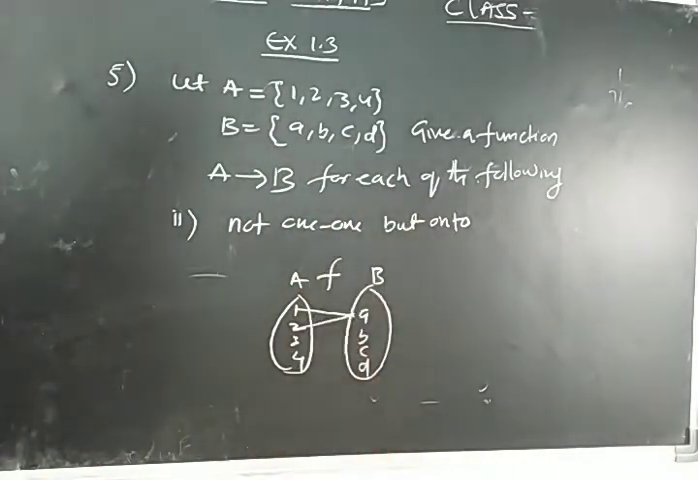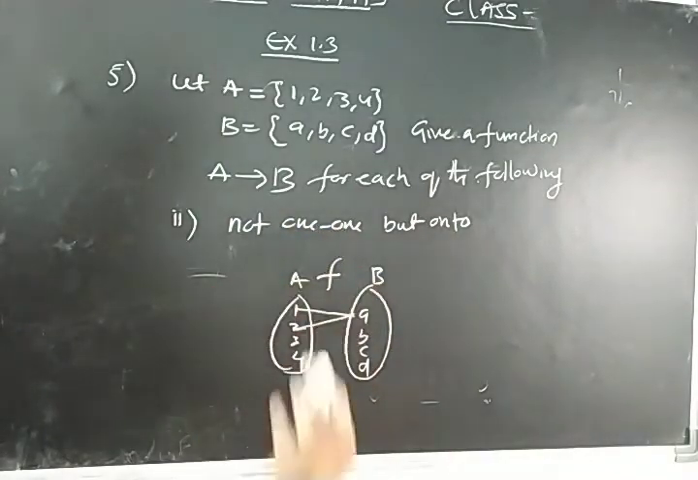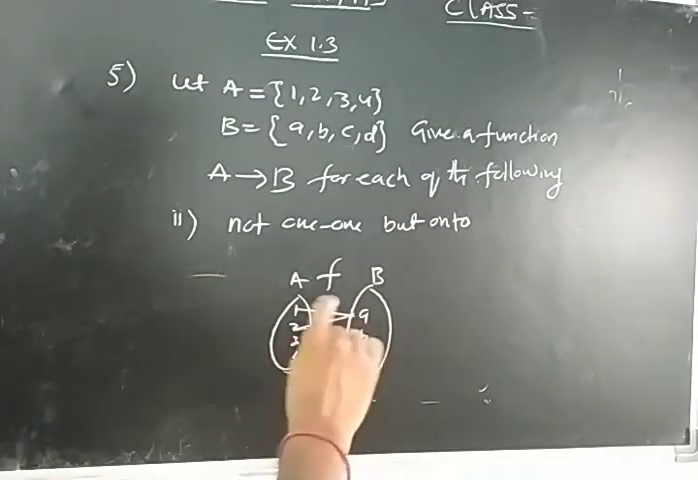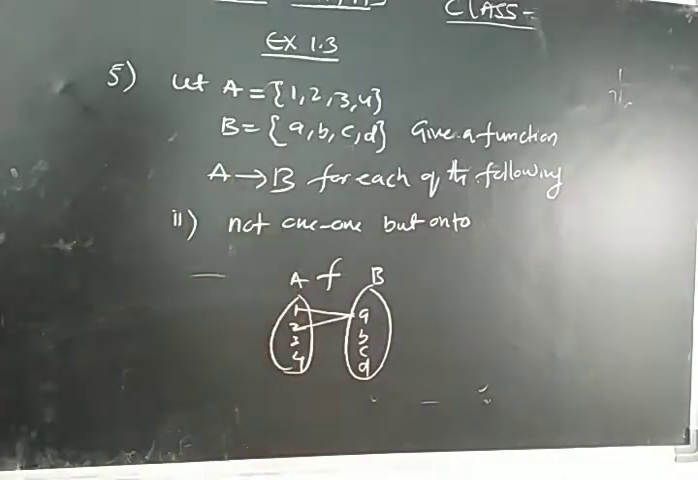Right? Is it possible? Let me check. Suppose I should not get one-one. So different elements we have to take one image. Two different elements you have to relate with one element only. Then only it will be one-one.